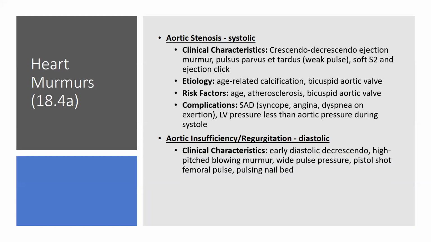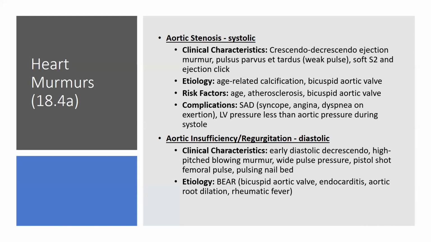Versus regurgitation, this is a diastolic murmur. You're going to have BEAR as your etiology: bicuspid aortic valve, endocarditis, aortic root dilation, and rheumatic fever. Endocarditis and rheumatic fever being part of the etiology for this murmur means it could be brought up on your test, because they love to test on endocarditis and rheumatic fever. Complications typically are left congestive heart failure.